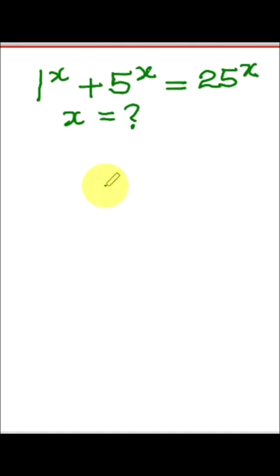The equation is 1 to the power x plus 5 to the power x equals 25 to the power x. Find the values of x. Let's look at the solution.